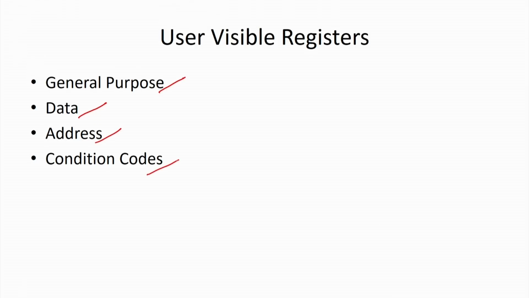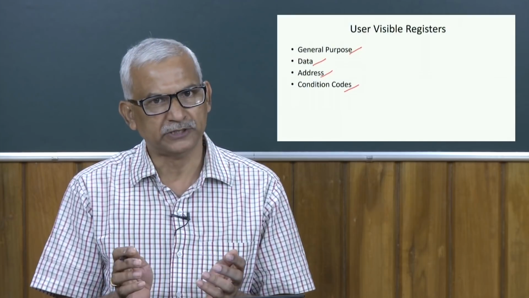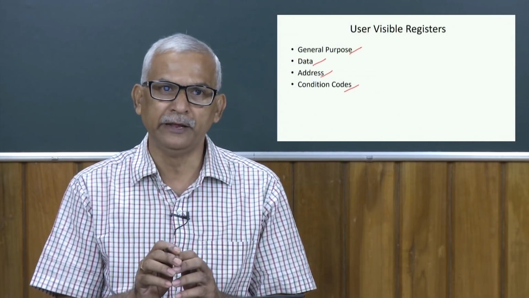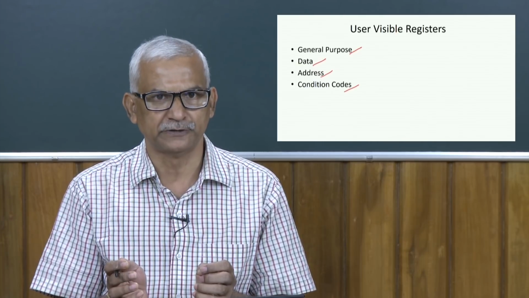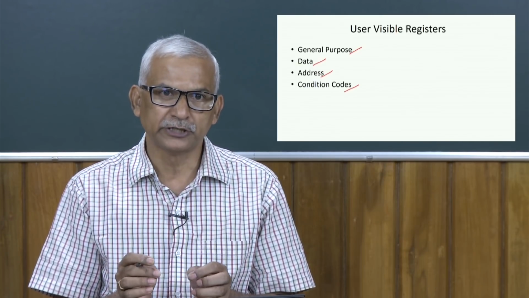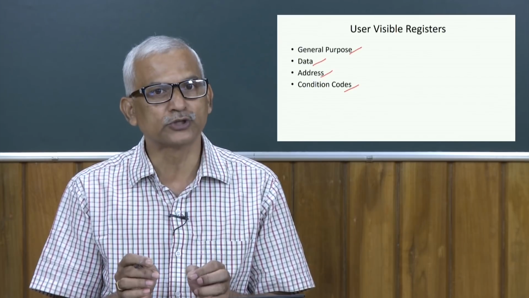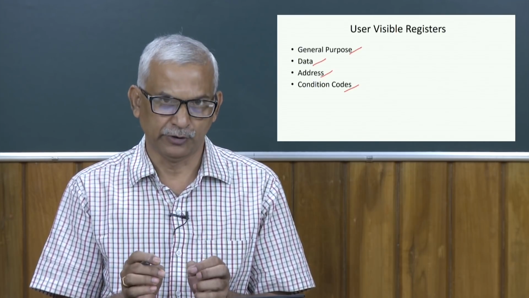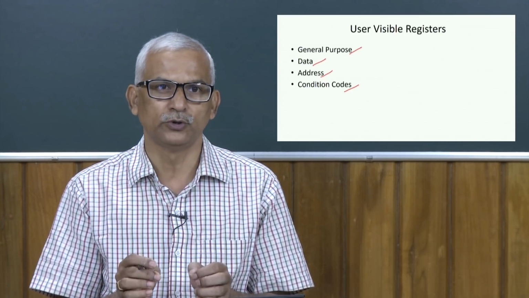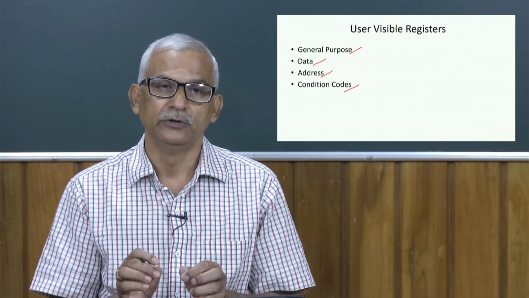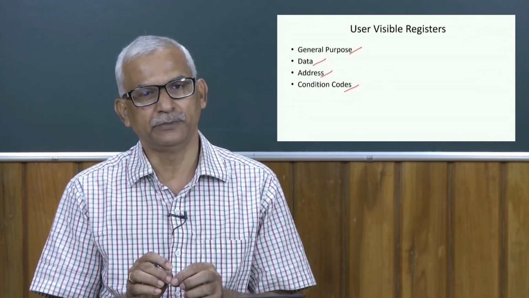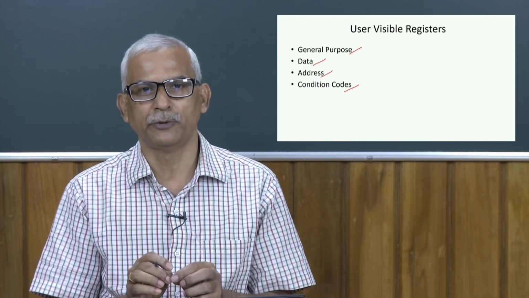A general purpose register can be used for any purpose. You can store any kind of information inside a general purpose register. But if it is a data register, then we can store only the data that we are going to work on. So, a data register can keep data only. When we talk about the address register, this is going to keep information about addresses.